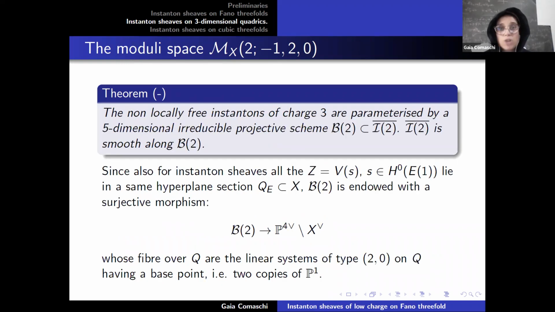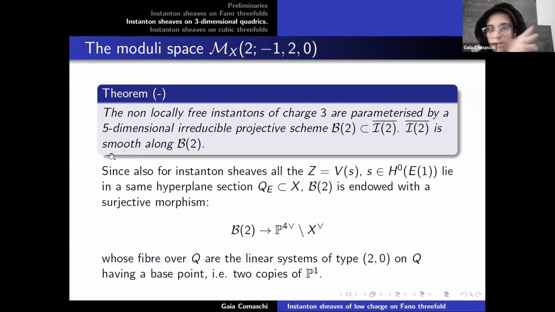So a similar approach can be used in order to determine the irreducibility of the family of non-locally free instantons. Indeed, we can prove that we have the following. The instanton sheaves that are singular along a line are parameterized by an irreducible 5-dimensional family that is contained in the closure of the moduli space E2. And this moduli space, so this 6-dimensional component, is smooth along each of our non-locally free instantons.